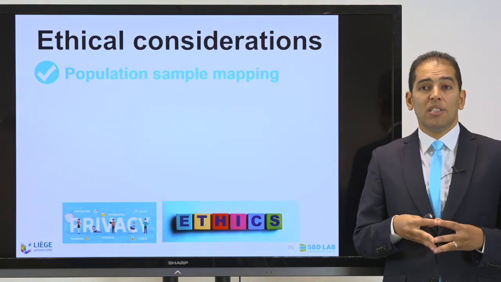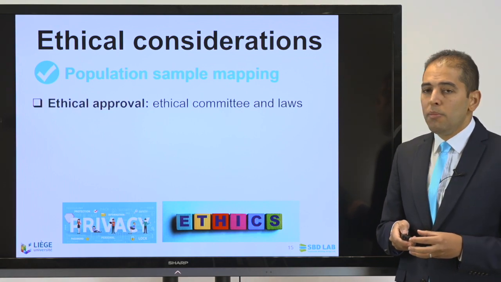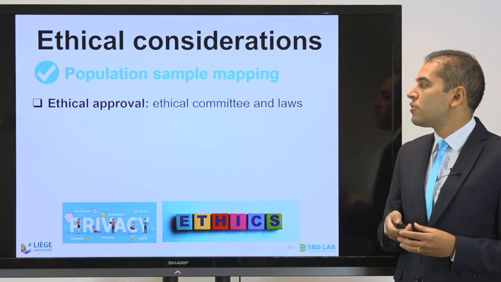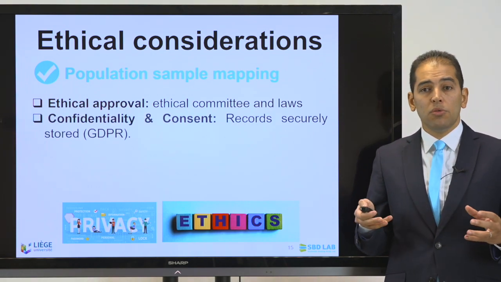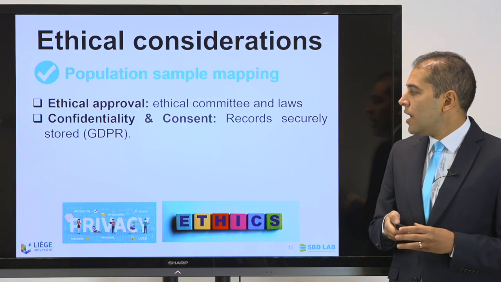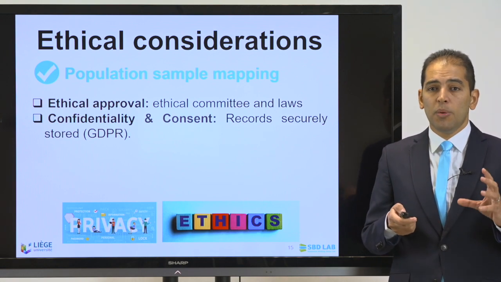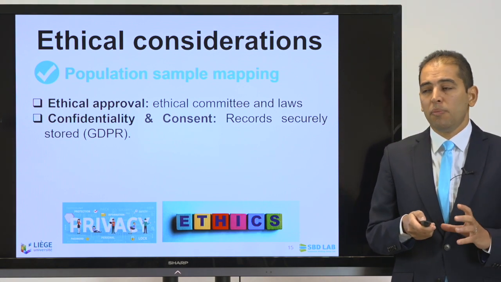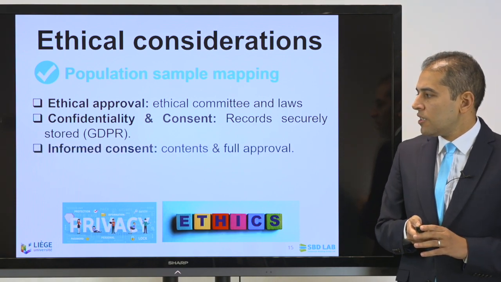And you need also to address the ethical considerations when you are starting your population sample mapping. You need to have an ethical approval from an ethical committee and check the laws that you need to abide by. You need to respect confidentiality and consent in regards to records, and make sure that you secure the data that you observe, keeping it for a short period in a specific safe place. For example, the GDPR regulation could be an example for that.